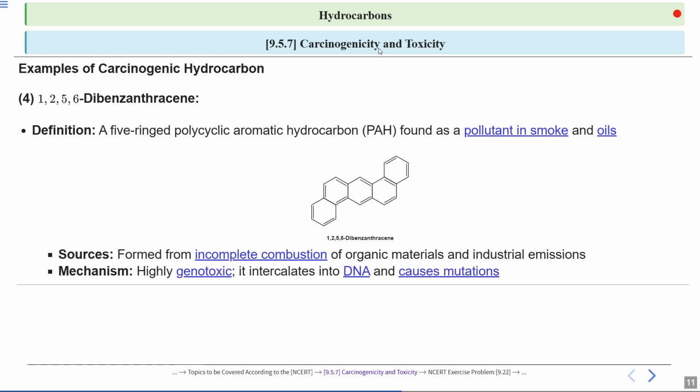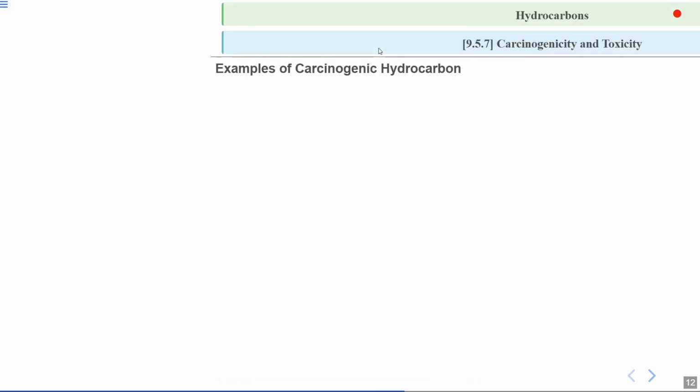Lastly, talking about why this compound is dangerous. 1,2,5,6-dibenzoanthracene is highly genotoxic, meaning it can damage genetic material. It does this by slipping between DNA strands and causing mutations, which can lead to cancer. Remember, understanding this mechanism helps us see why controlling pollution is so important.